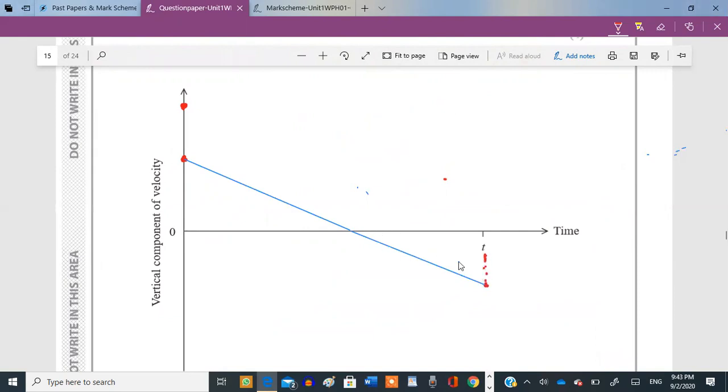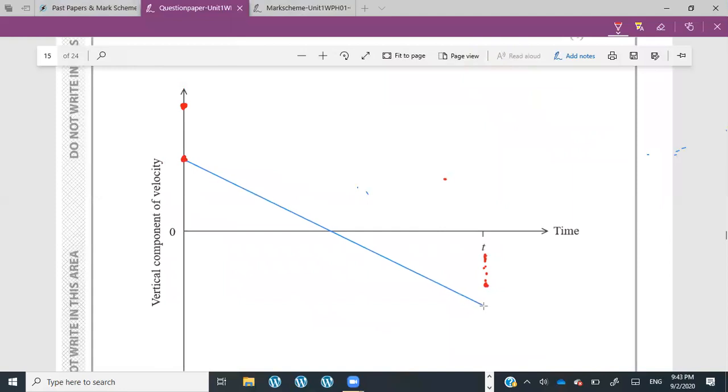Basically, by rule, I should make both these areas the same. So let me erase this out. These two areas must be the same because this object has covered the same distance in the two directions. So it's going to be somewhat like this. The upward distance and the downward distance are the same. That's why this area and the other area must be the same as well. This side and this side must have the same area.